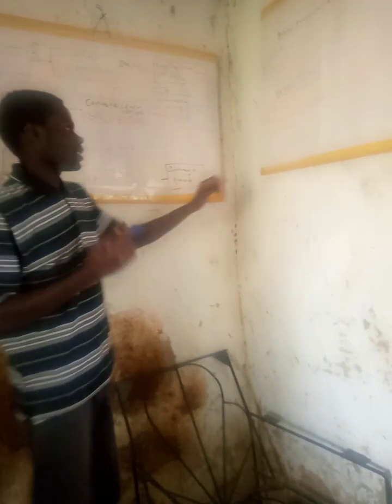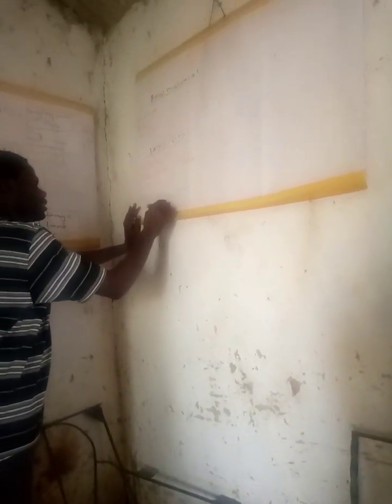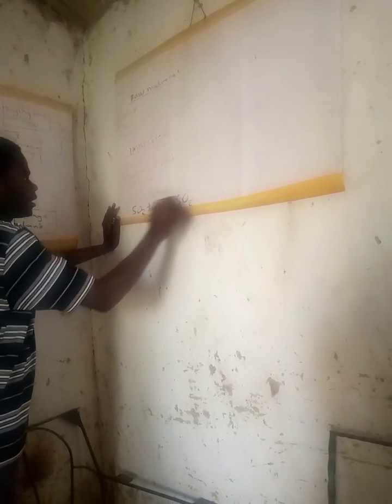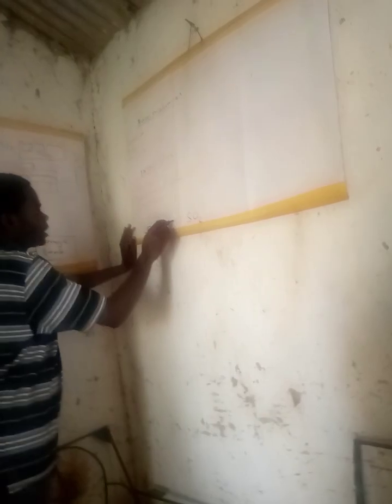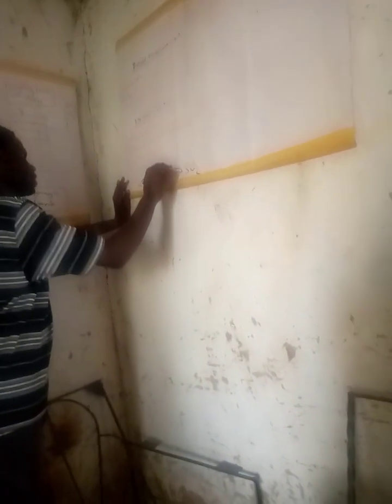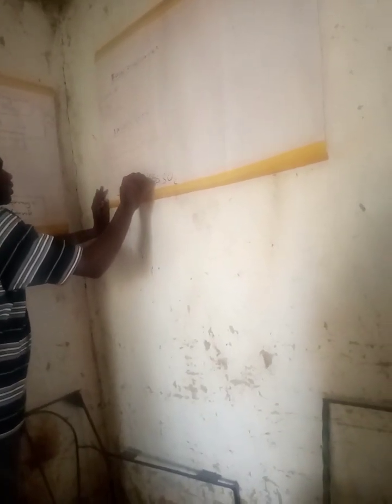Another thing that I've just forgotten to tell you is that when you are asked to write this equation in an exam, you must put at this point the catalyst that you are using, which is vanadium 5 oxide. This is the chemical formula of vanadium 5 oxide, V2O5.